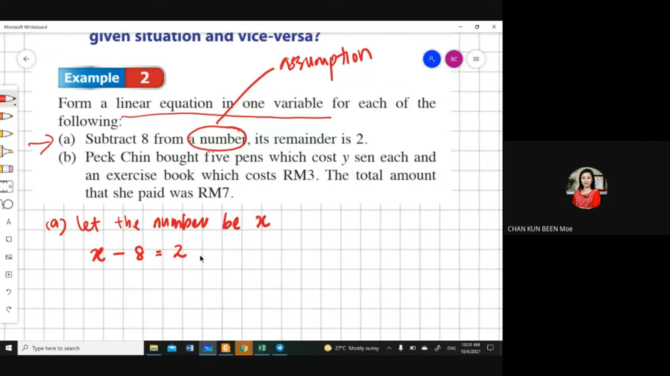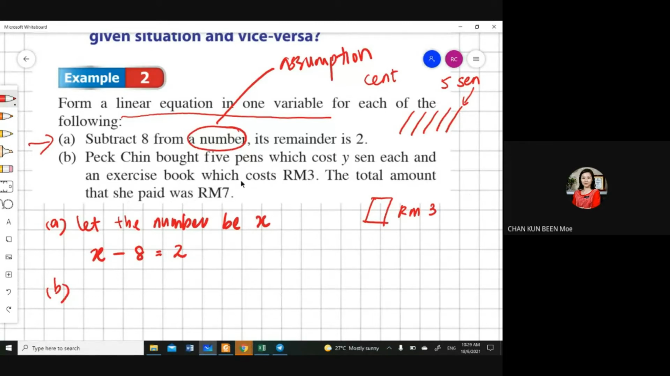Easy, right? Okay, then we move on to question B. Pek Chin bought 5 pens, which cost Y cents. So you got to imagine there are 5 pens. Each of it is 5 cents. I don't know why they use the Bahasa Melayu cent. Supposed to be CENT, isn't it? Okay, never mind. And an exercise book which costs RM3. So there is an exercise book RM3. Okay, the total amount that she paid was RM7. So you can imagine already, she buy the pen, she buy the book, and then the total is 7.